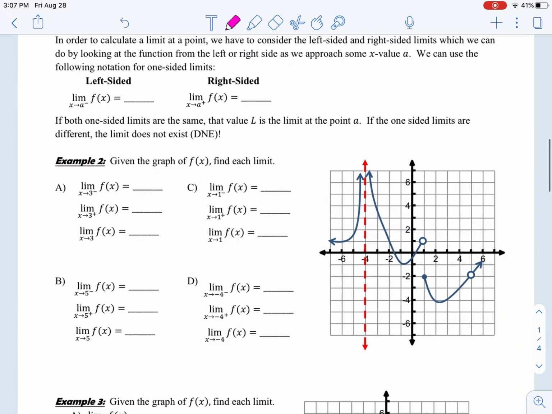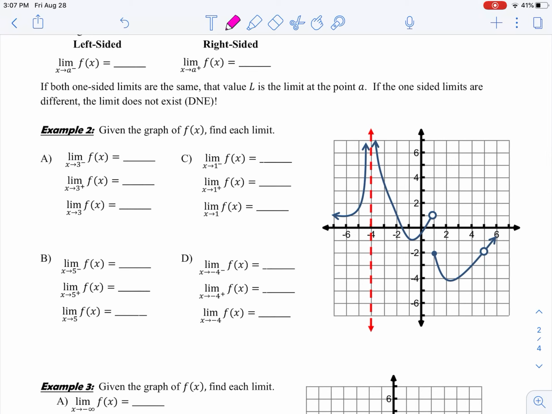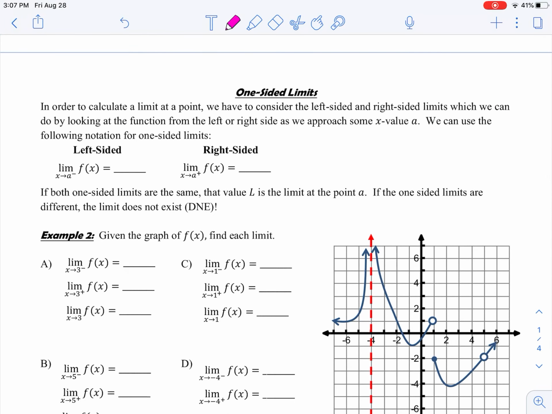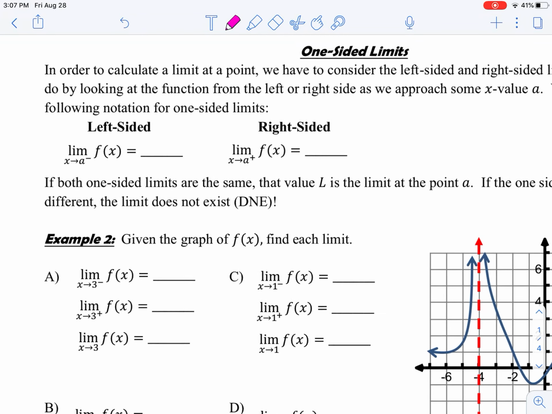Okay? But what happens when I bring up these types of problems? The limit as x approaches 1, or the limit as x approaches 3, or 5, or negative 4. How do we do that? So in order to see how to do that, we are going to first talk about one-sided limits. In order to calculate a limit at a point, we have to consider the left-sided limit and the right-sided limit, which we can do by looking at the function from the left or from the right side as we approach some x value. We can use the following notation for one-sided limits.